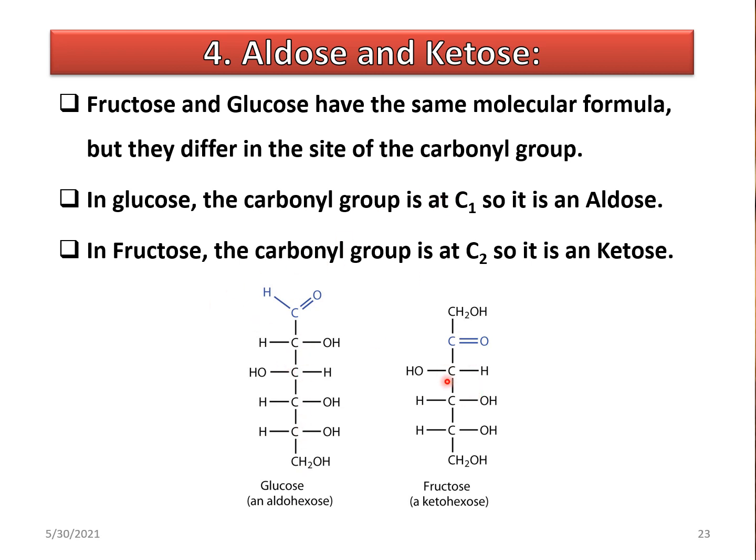In fructose, the carbonyl group is not free, it is not terminal, it is present at carbon number 2. Therefore, it is a ketone, and it is called ketose. And fructose is a ketohexose for 2 reasons. The carbonyl group is not terminal, it is present at C2, and it contains 6 carbon atoms, therefore it is a ketohexose.